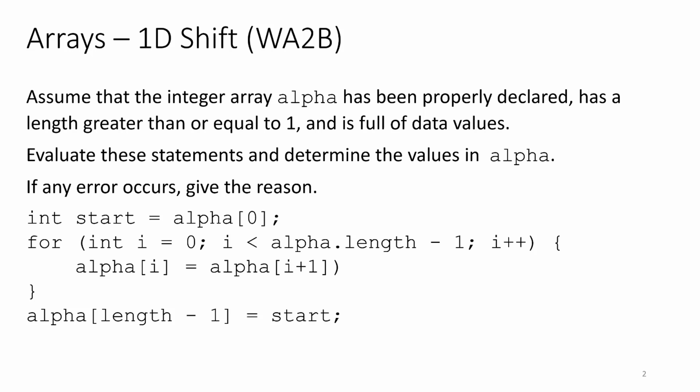Assume that the integer array alpha has been properly declared and has a length greater than or equal to 1 and is full of data values. Evaluate these statements and determine the values in alpha. If any error occurs, give the reason. This is then followed by the code.